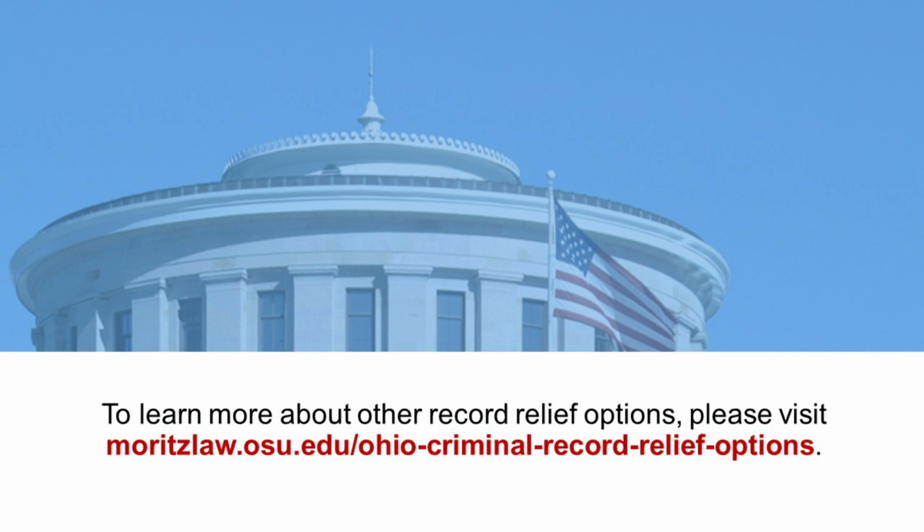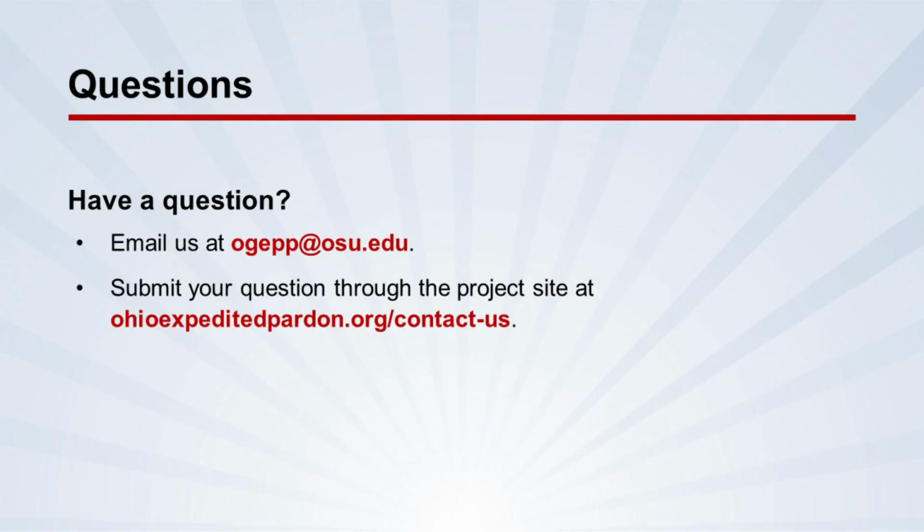People not accepted into the Expedited Pardon Project can still apply for a pardon through the traditional path, or may be eligible for other record relief options such as record sealing, expungement, or the CQE. Information about these options can be found at moritzlaw.osu.edu/ohio-criminal-record-relief-options.